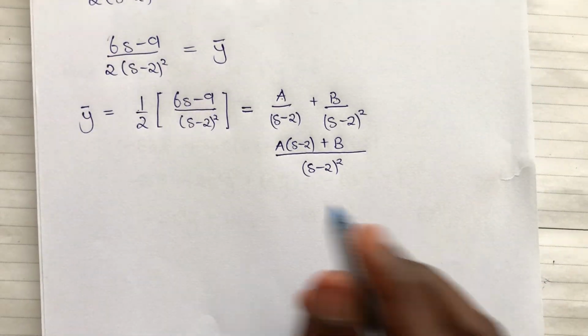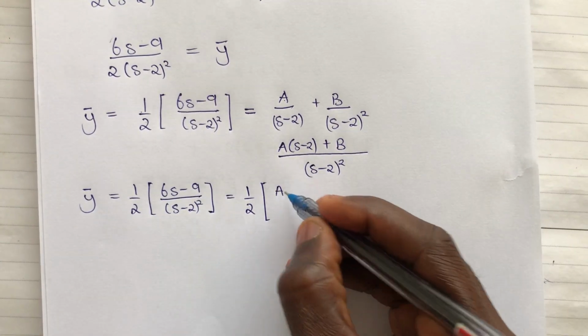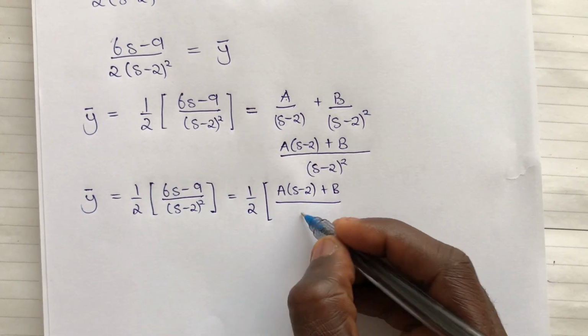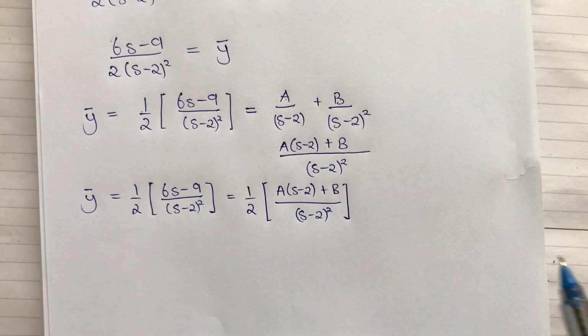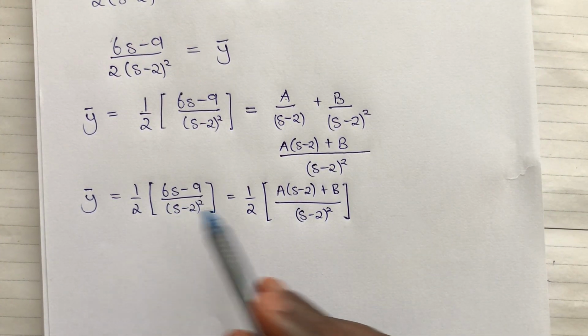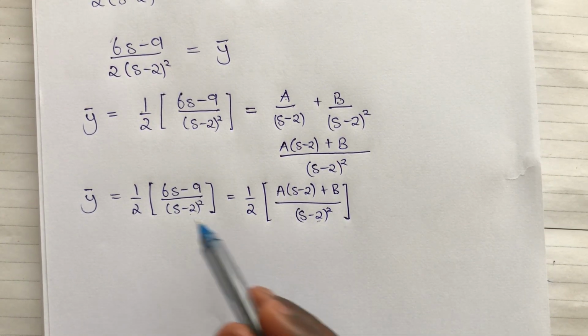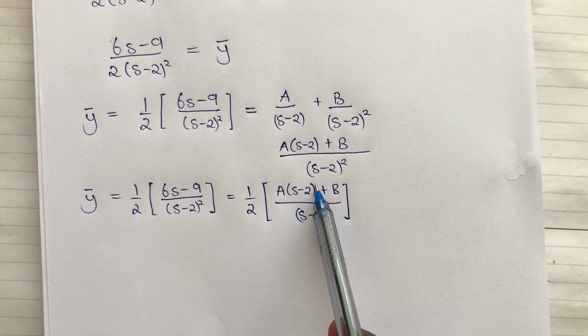So our equation becomes 1 out of 2, let me bring it here, A s minus 2 plus b all out of s minus 2 all squared. Now compare the right hand side and the left hand side of the equation. This and this are the same. Since we have the same denominators, partial fraction says we should equate the numerators.